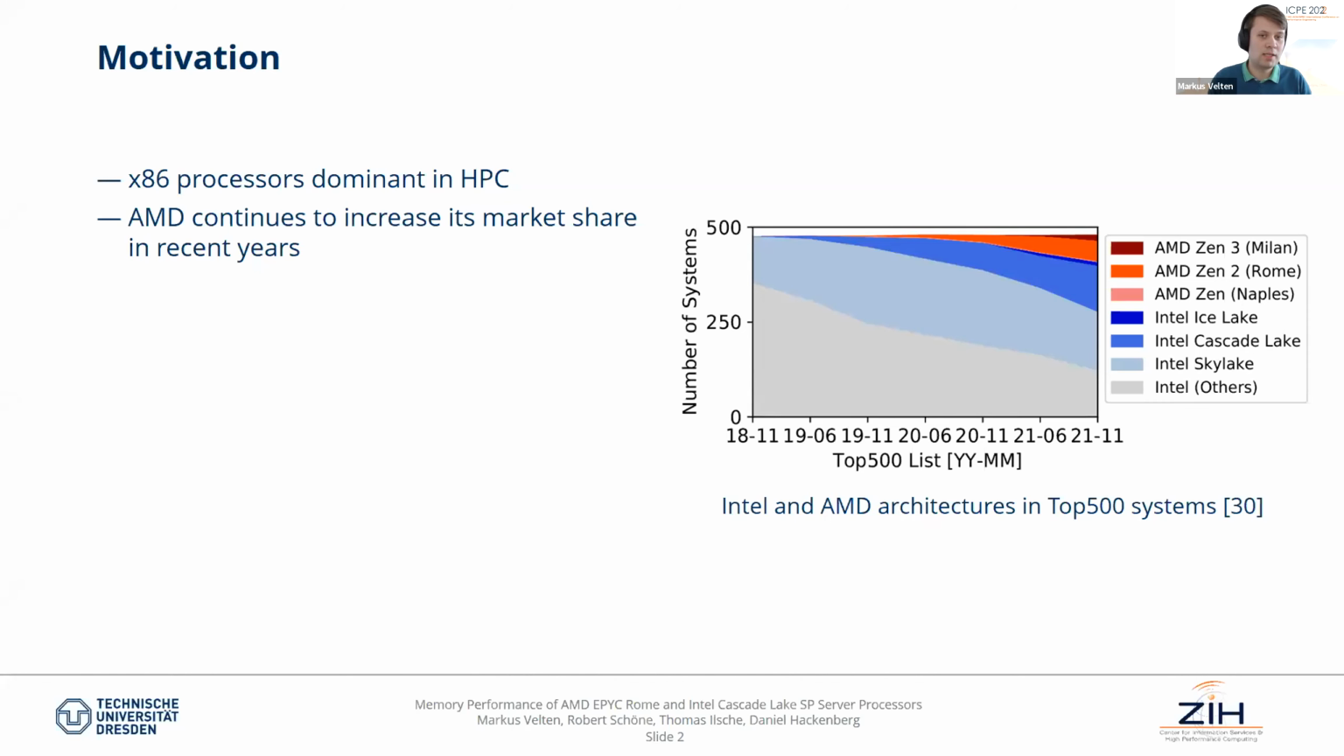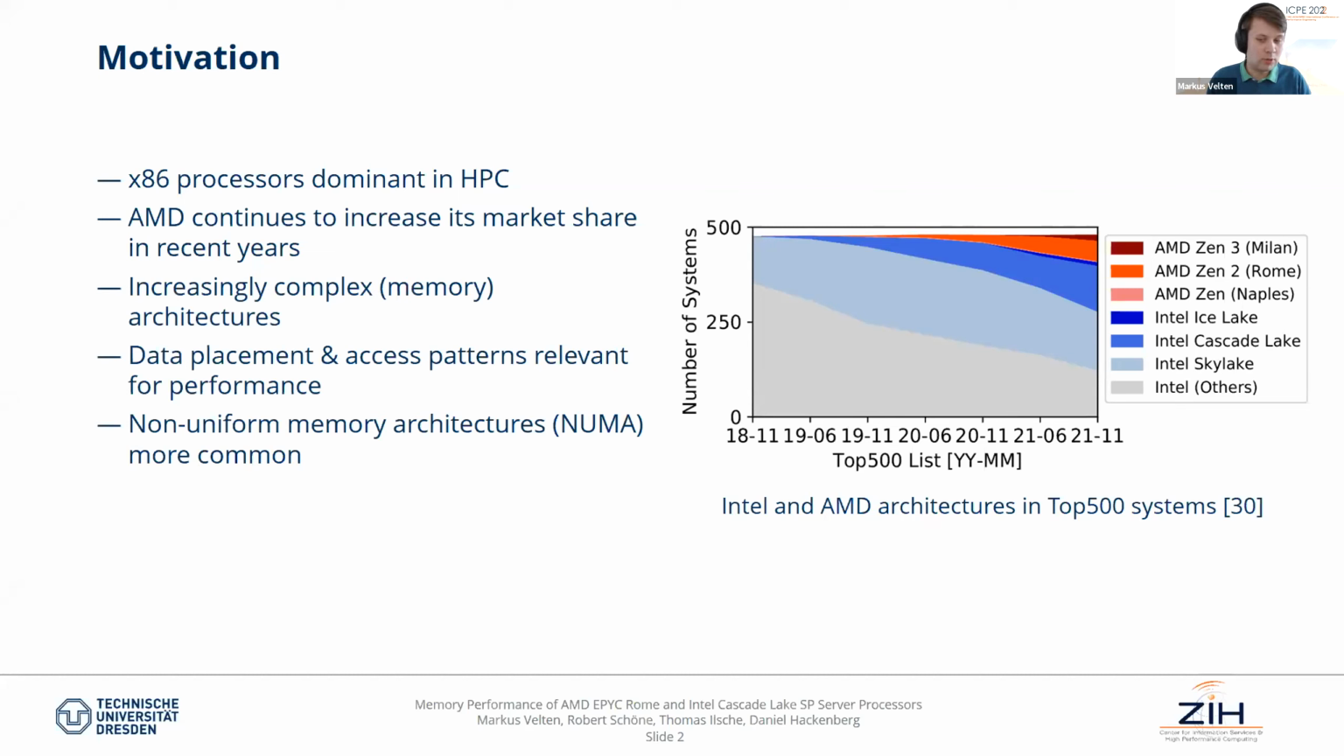And our motivation basically comes from an HPC standpoint. In that market, x86 is still the dominant architecture. Of the current 500 systems in the TOP500 list, some 480-something systems use x86. And in recent years, AMD's market share started to increase after many years of basically absence in that list, especially thanks to the rise of the AMD Zen 2 and Zen 3 architectures, as you can see in the right-hand picture.